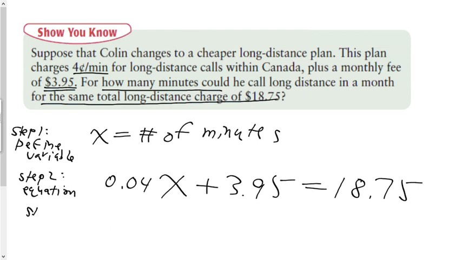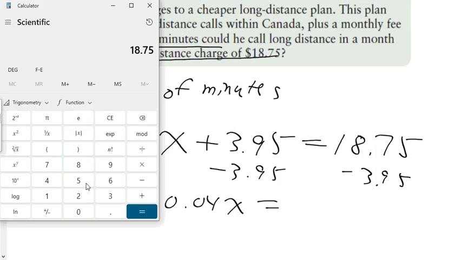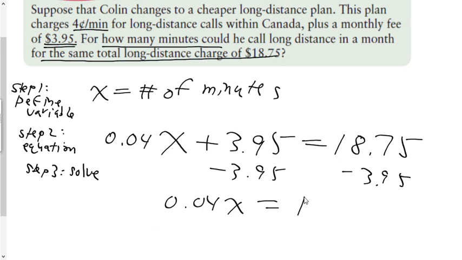Step 3 is what? Solve for your variable. So here I'm going to subtract $3.95, or the monthly fee, from both sides. Therefore, the number of minutes I talk, or 0.04x, will be equal to, can I do that? I can't do that in my head. My brain's not that smart. 18.75 take away 3.95 is $14.80. That makes sense. When I take away the monthly fee that I paid for that 18.75, I actually paid $14.80 for the minutes I used. It makes sense.